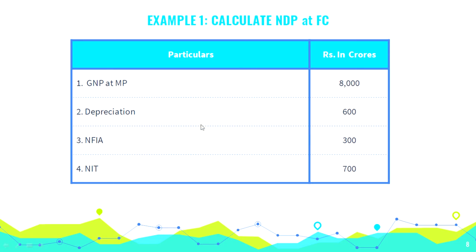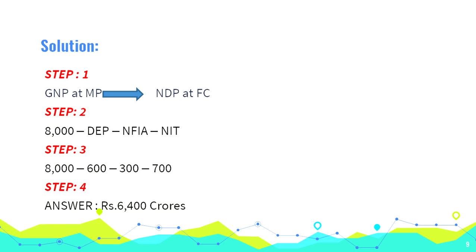Now, first example is calculate NDP at FC. I think the question is visible on the screen. You can write this question in your register. Now we'll move to the solution of this question.